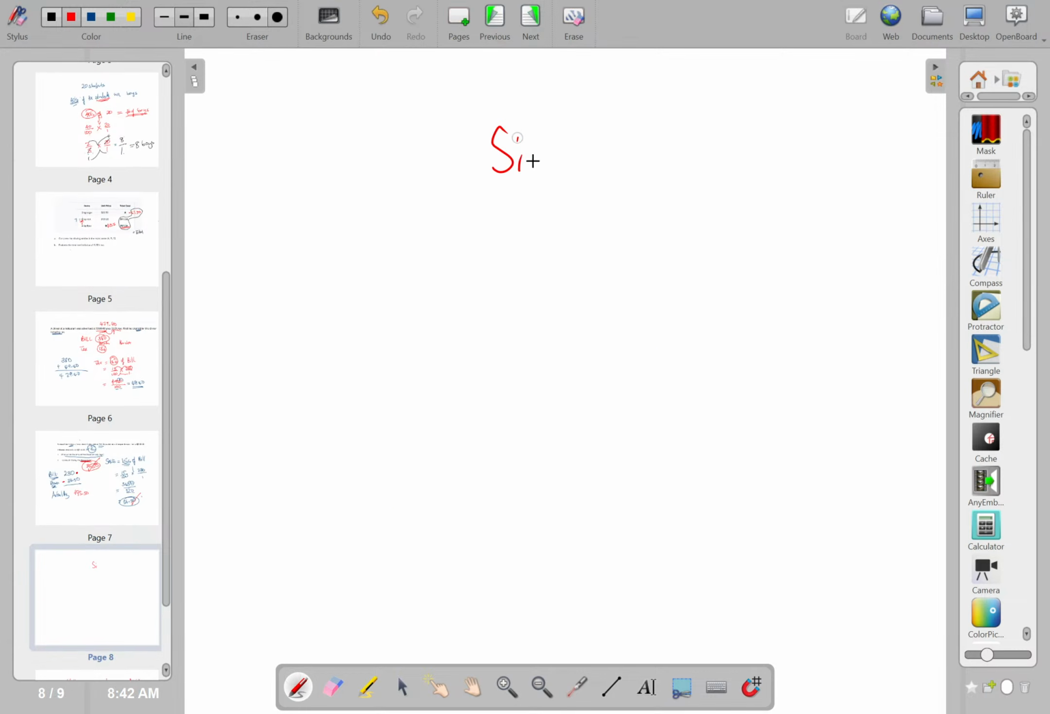What's the formula for simple interest? Okay, interest equals PRT all over 100. I think that's how they teach you, right? There are many formulas for simple interest, right?